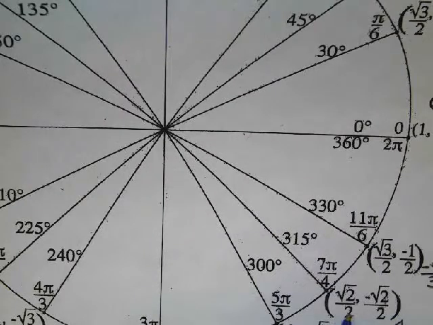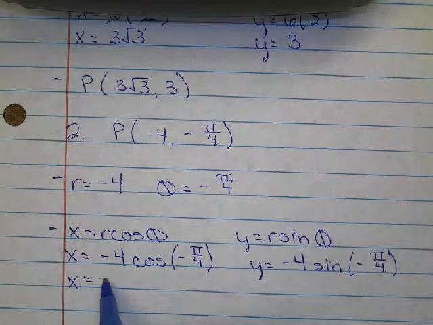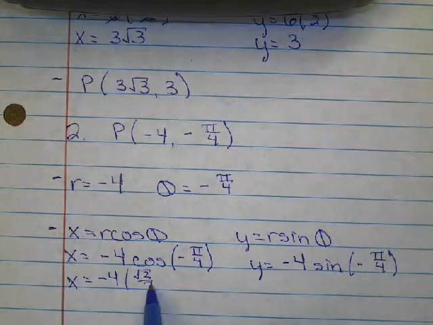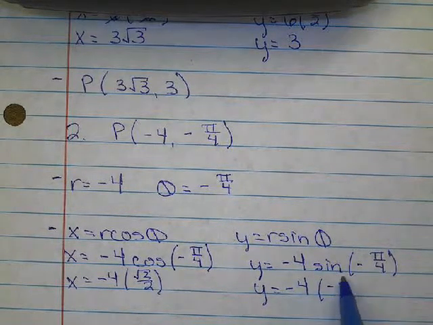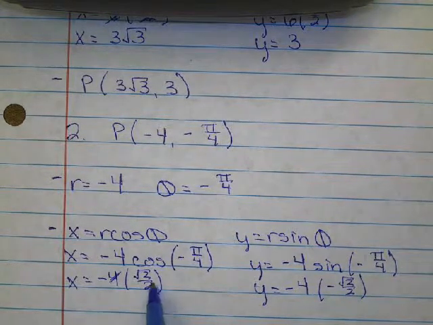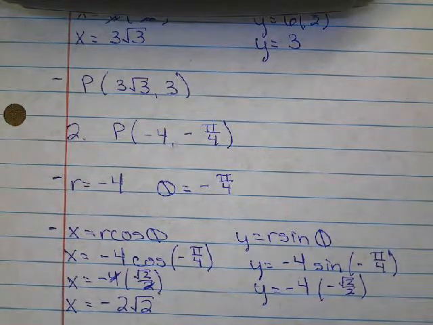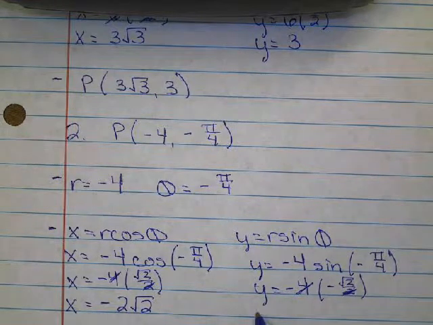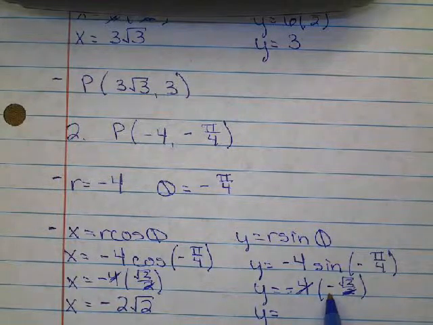So the cosine is square root of 2 over 2, and the sine is negative square root of 2 over 2. So we have x equals negative 4 times the square root of 2 over 2, and y equals negative 4 times negative square root of 2 over 2. Alright, this negative 4 here and that 2 become just a negative 2, so that gives me negative 2 radical 2. And this here cancels and reduces to a 2 again. So y is a positive, because a negative times a negative is a positive, 2 radical 2.